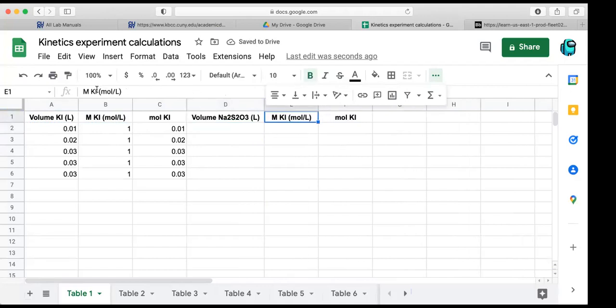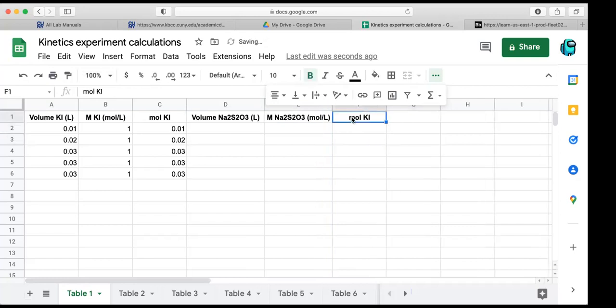Okay. Same thing here. Na2S2O3. Doesn't look real pretty, does it? So I'm going to widen that one there. And then same thing here. 2O3. It's not as hard as creating a group chat on WhatsApp. It's actually easier than that.